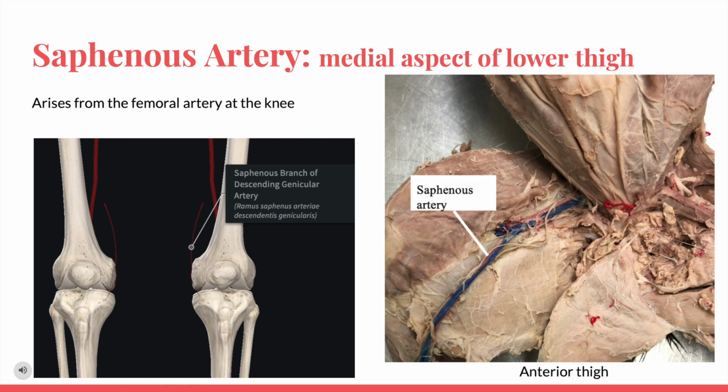At the knee, the femoral artery gives rise to the saphenous artery, which runs medially on the thigh. There's not much to say about this artery other than the fact that it runs between the sartorius and gracilis muscles accompanied by the saphenous nerve.